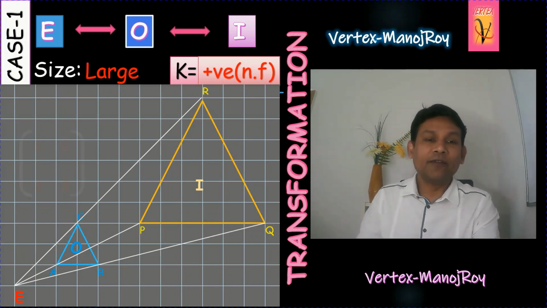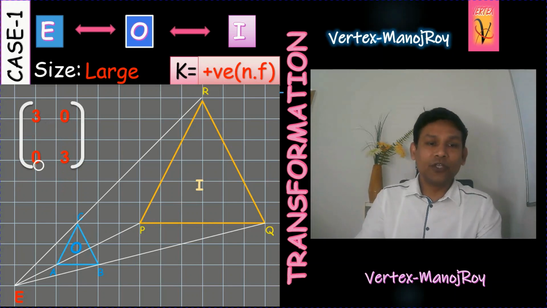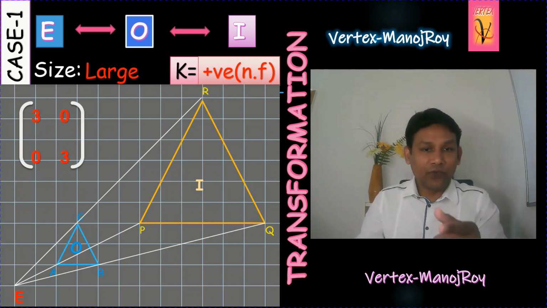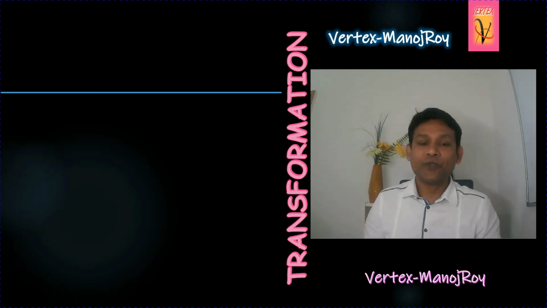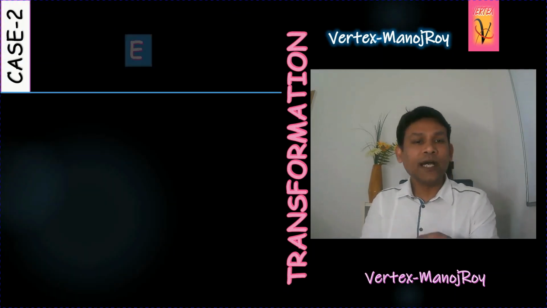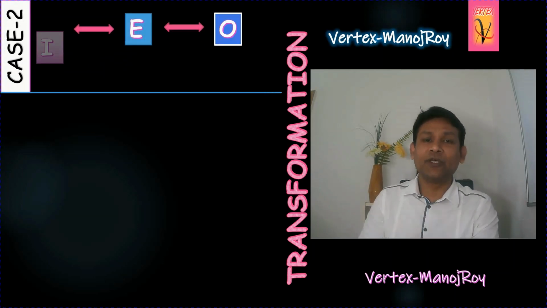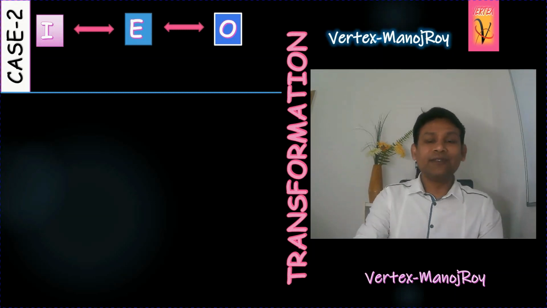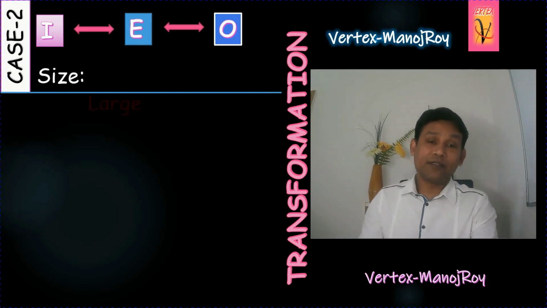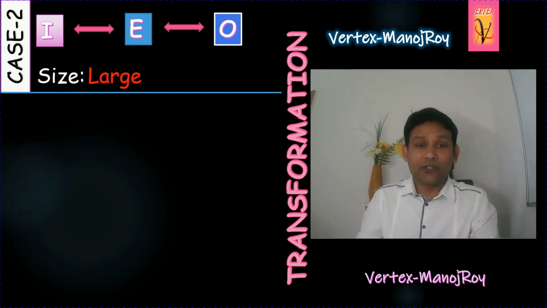k, 0, 0, k? That will become 3, 0, 0, 3. This is the matrix for this transformation when the size is large. Now, I want to move to case 2. In case 2, I have made it in such a way that the center is in between the object and the image, in the middle, and the size is also large.